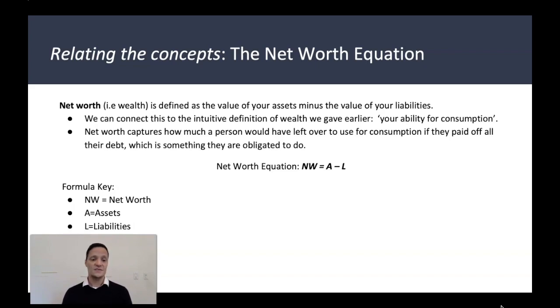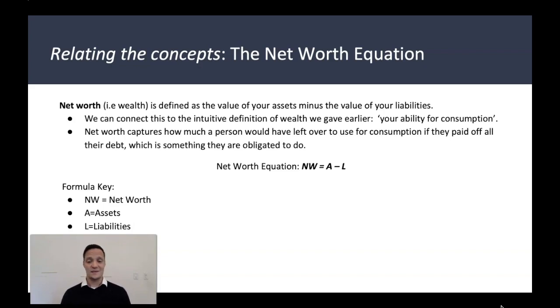Right? In a sense, it is your ability to consume, and it captures how much wealth you would have left if you paid off all of your debts and looked at your remaining wealth. Now, for math classes, this equation bothers me. Why does this equation bother me? I really dislike the NW.